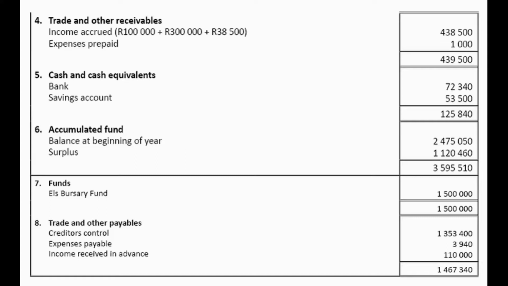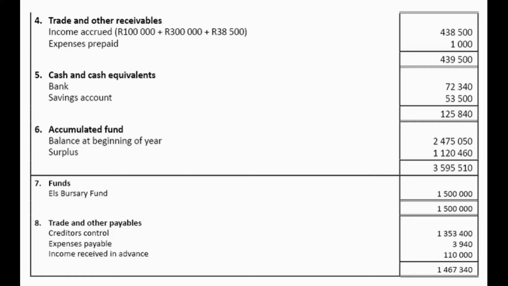Expenses prepaid was also an adjustment. Expenses prepaid 1,000. It was for that caddy fee that was paid for the next year, or we are paid in advance for the next period. So that is expenses prepaid 1,000.